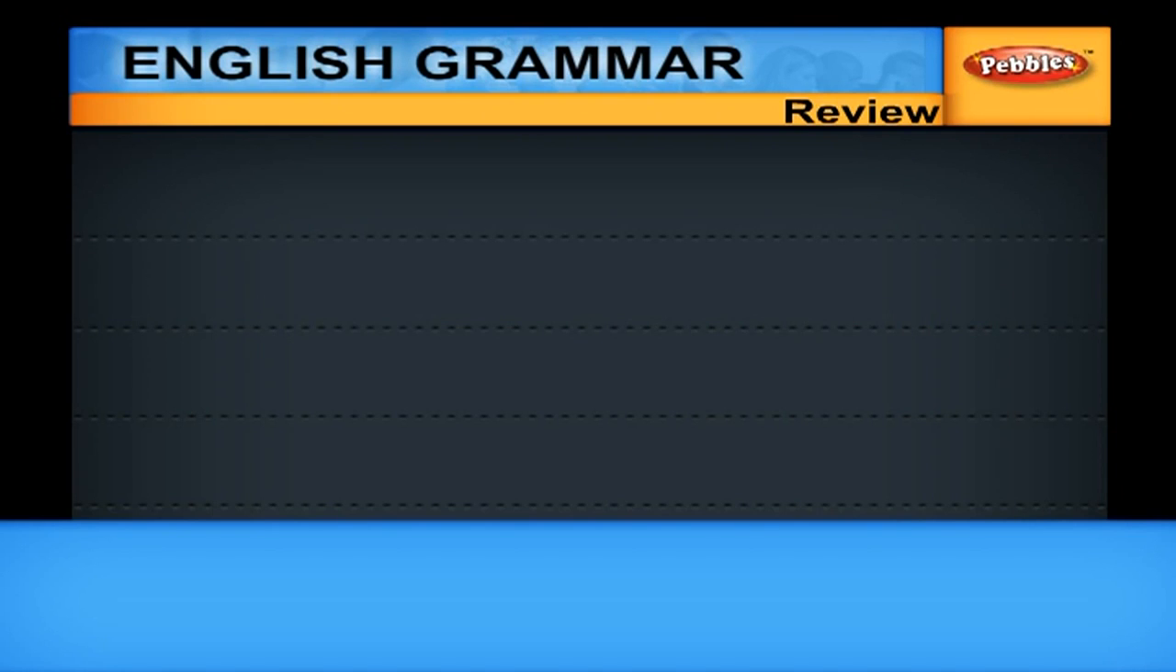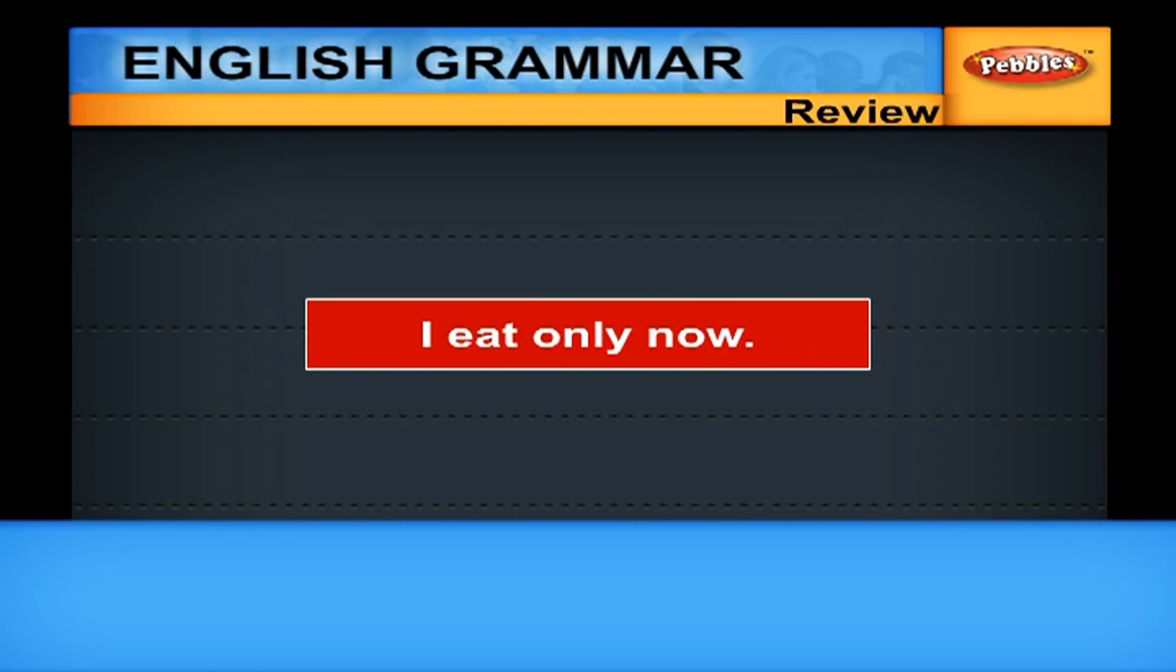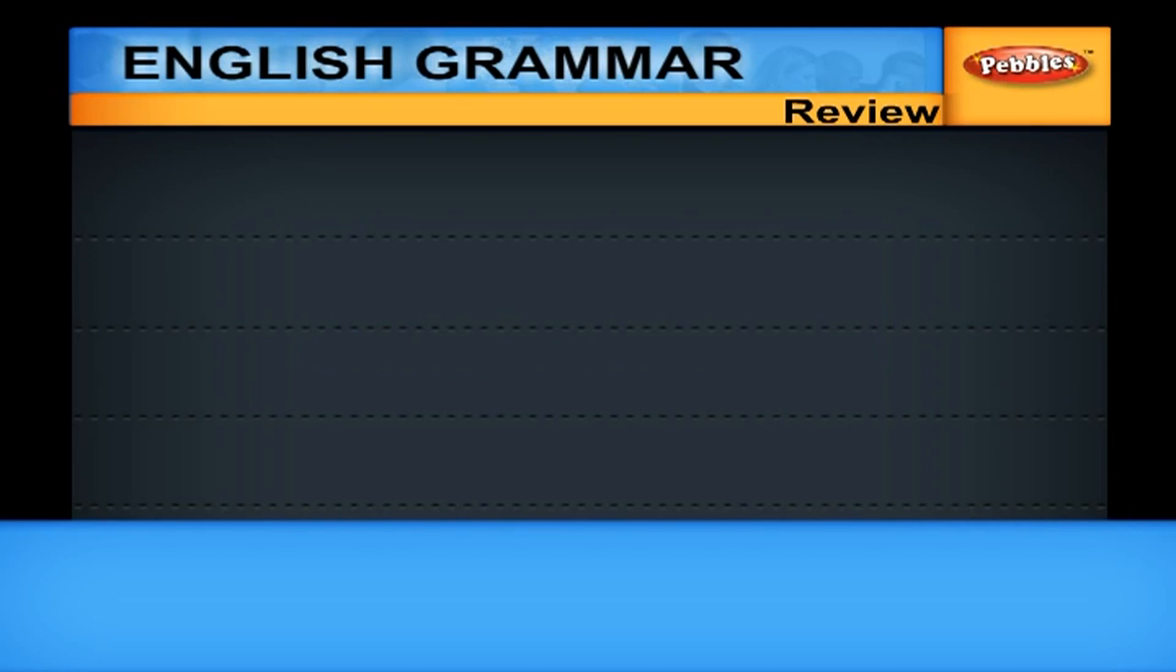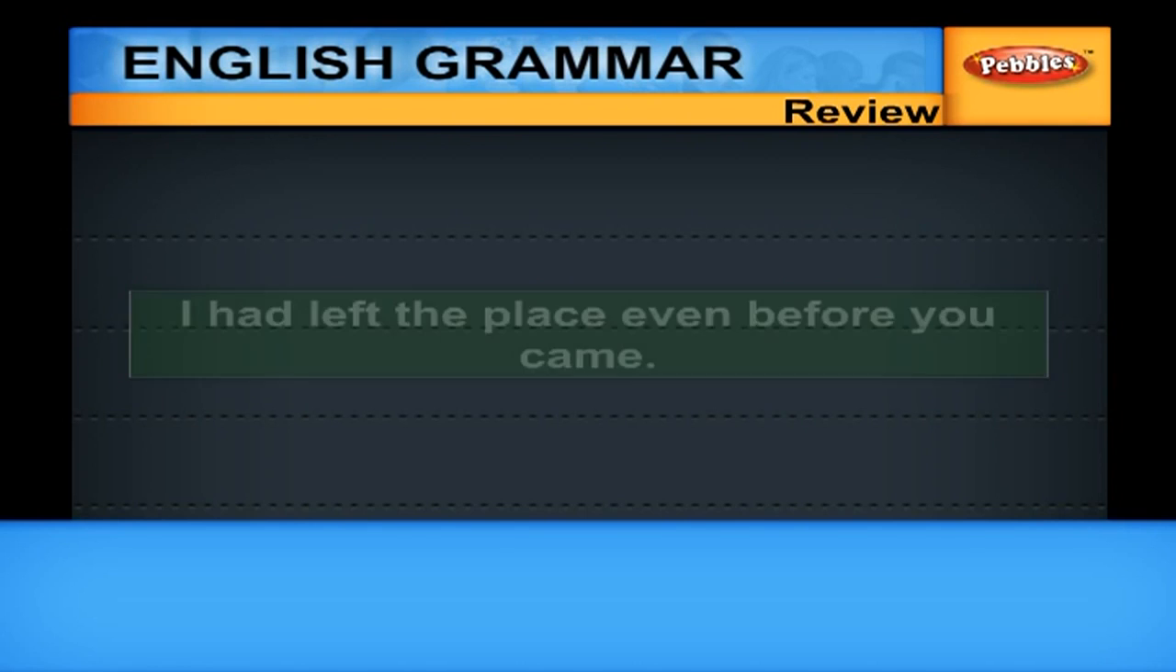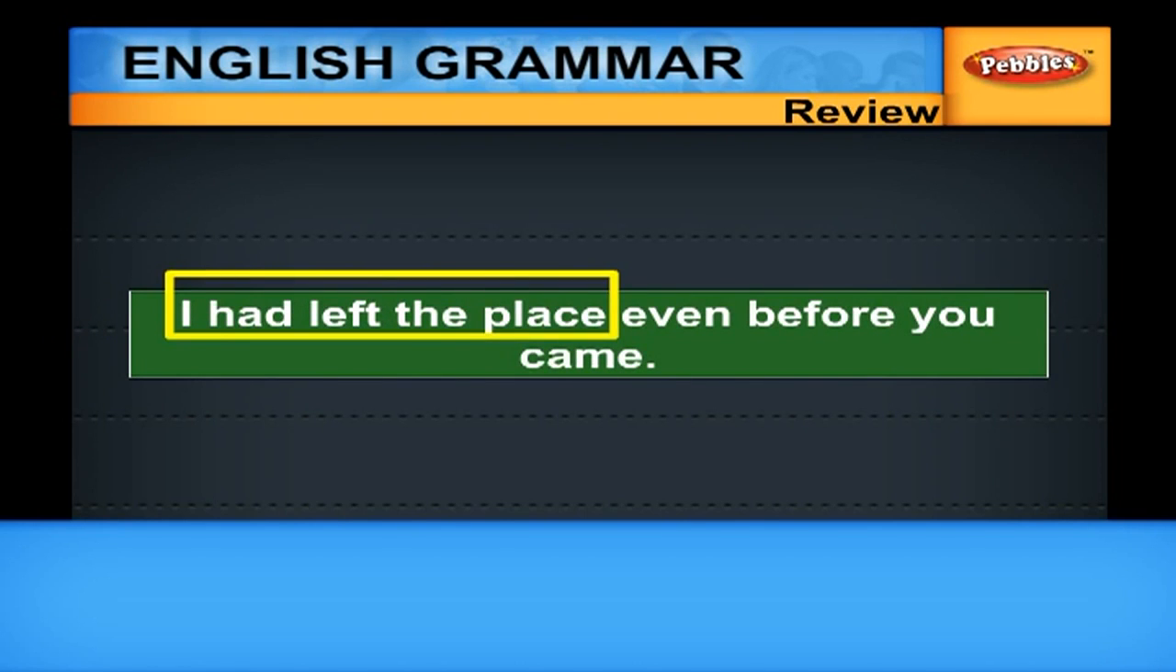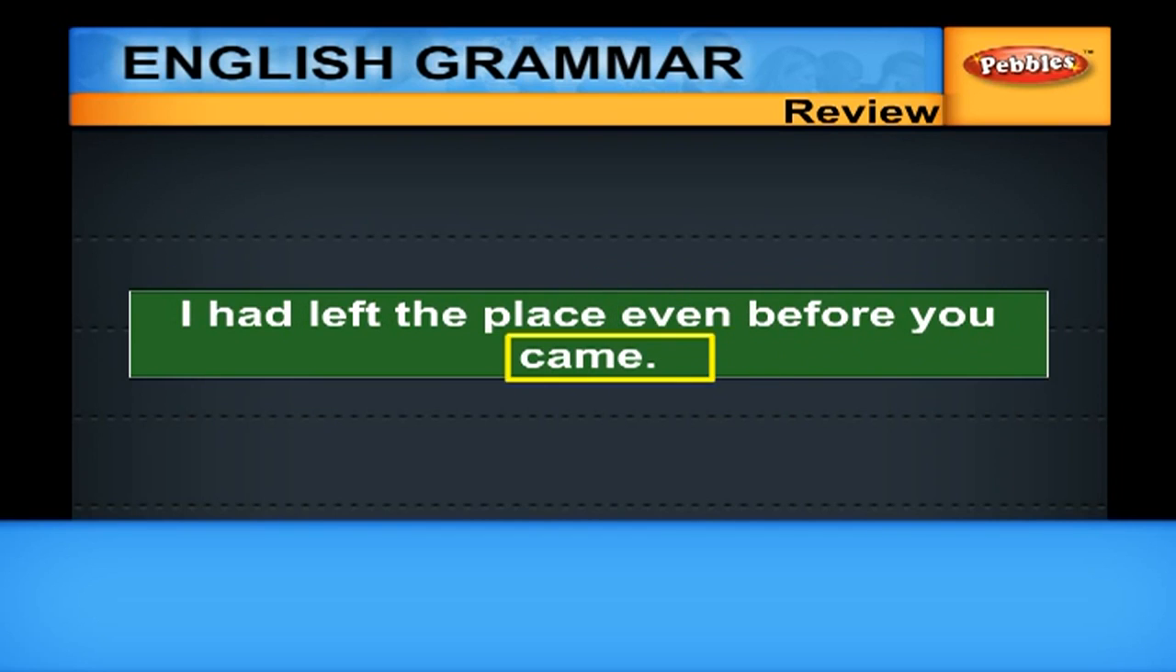Look at this example. I eat only now. Now indicates that the action is in progress. You have to say, I am eating only now. Here is another example. I left the place even before you came. Here, you have two past actions, one completed first and the other later. The event which is completed first should be in past perfect, and the other event should be in simple past. So you have to say, I had left the place even before you came.